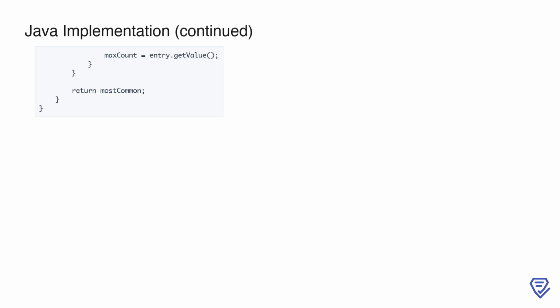Once we've populated the wordCount map, we need to find the most common word. To do this, we iterate over the entries in the map. For each entry, we compare its value, which represents the word's frequency, with the current maximum count. If the frequency is greater than the maximum count we've seen so far, we update mostCommon to this word and set maxCount to this new frequency. After the loop completes, we return the word stored in mostCommon, which is the most frequently occurring word that isn't banned. This approach ensures both clarity and efficiency in determining the result.